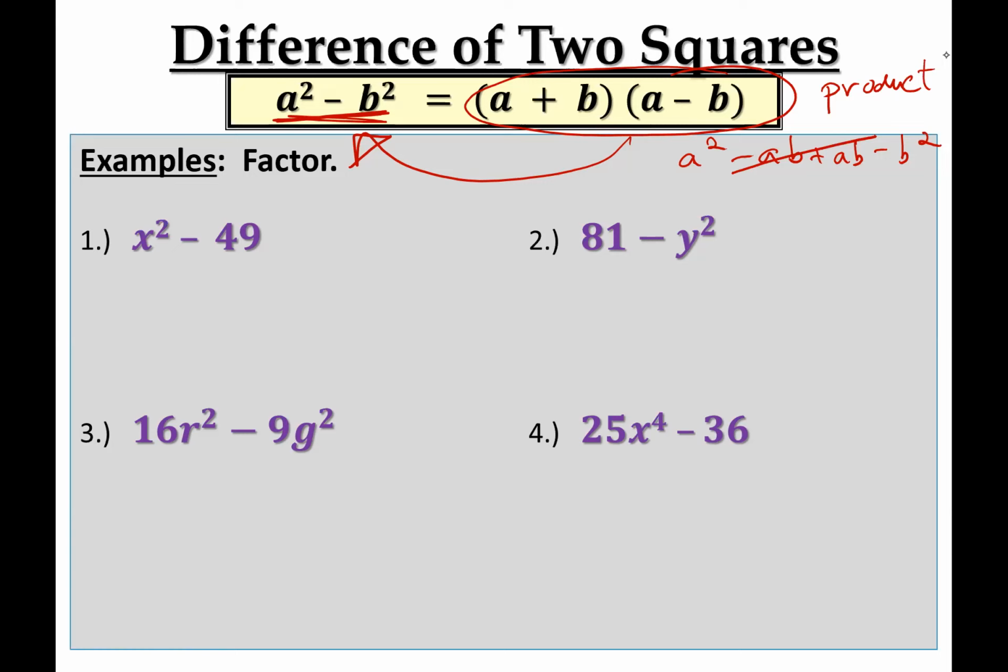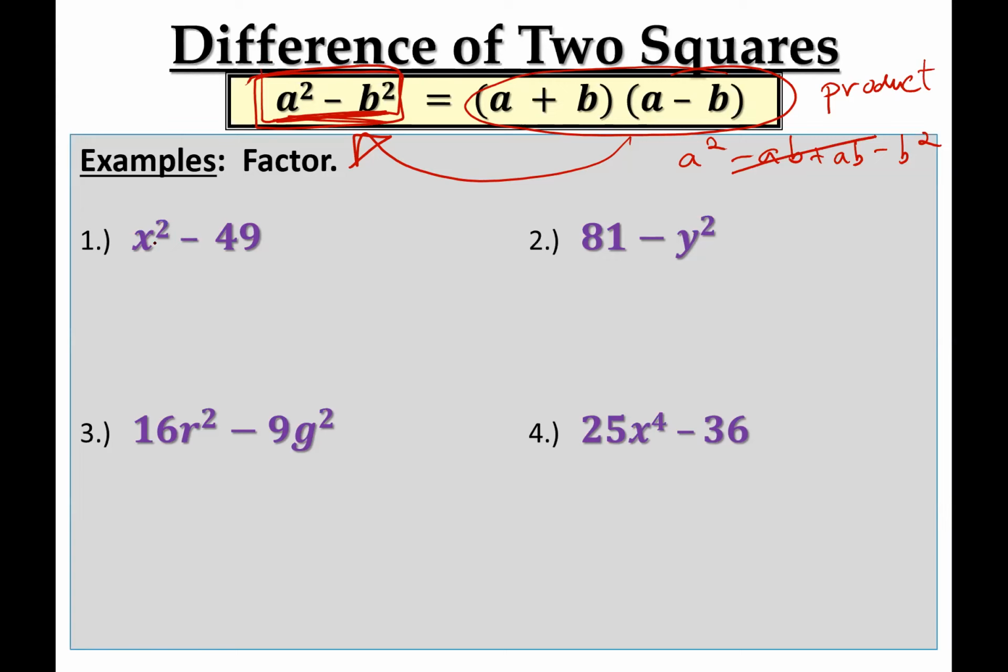So take a look at all the problems on this slide here. All of them have just two terms. So they all start out in this pattern, a squared minus b squared. And the way we will factor each of these problems is using this pattern, a plus b, a minus b.